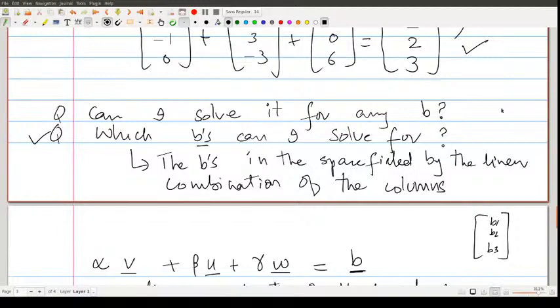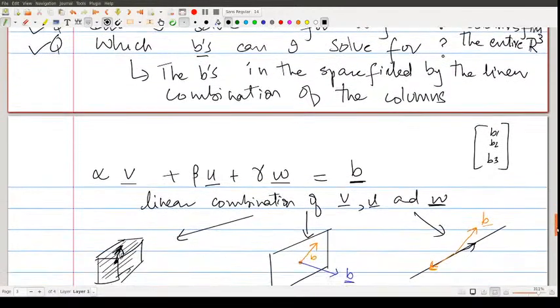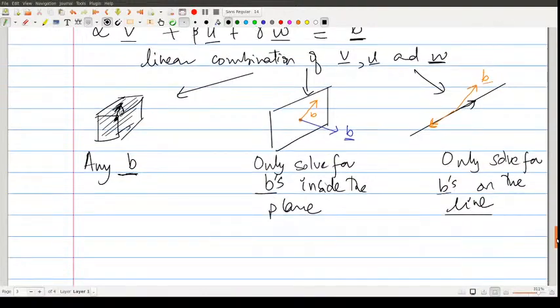But what about this problem? Can I solve it for any B? Only if the columns fill the entire three-dimensional space R3. So that's the answer to the question: which Bs can I solve for, and can I solve for any B, if I have some general matrix. So that's the idea. Let me know if you have any questions.